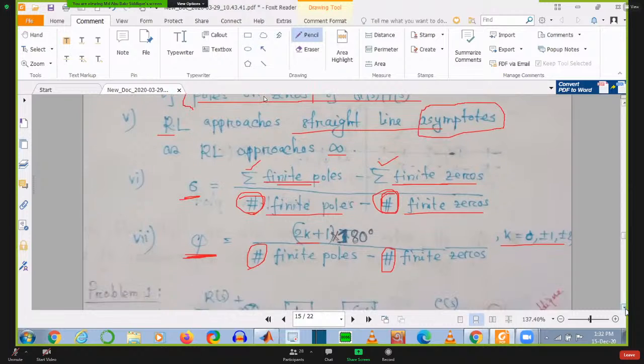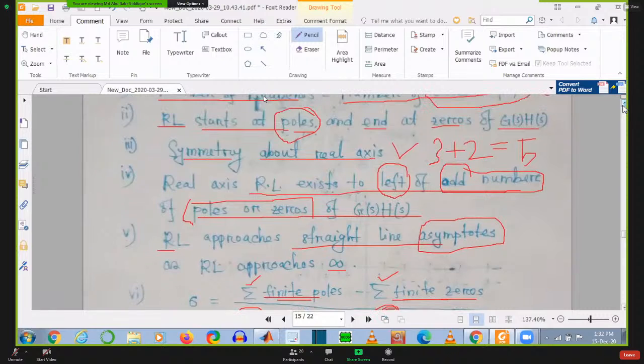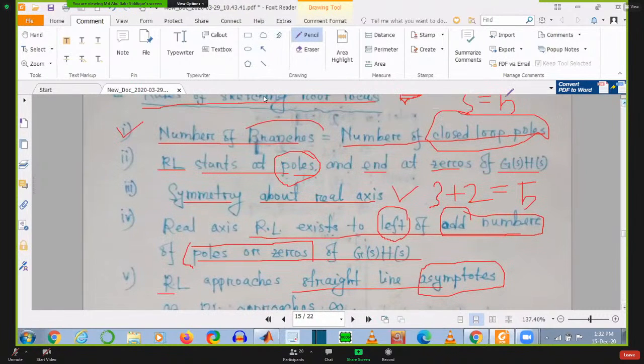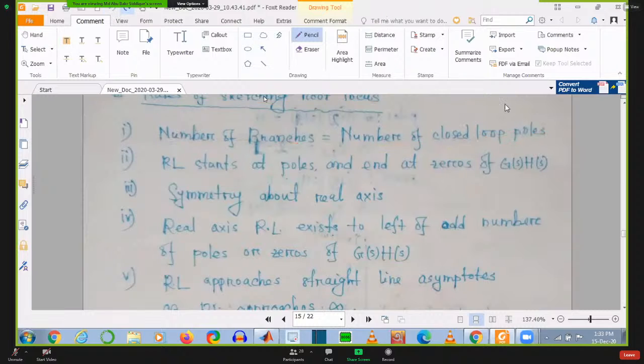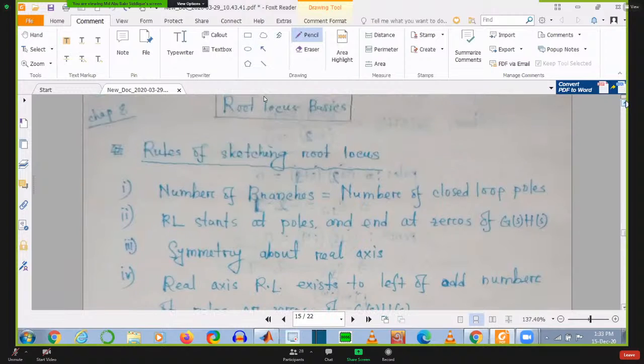Okay, so these are the rules. I think it is not that clear right now, but it will become clear. The thing is, you have to remember these rules, because you need them to solve problems related to root locus. Let me repeat: root locus is a graphical representation by which you can analyze a system and find out its stability.